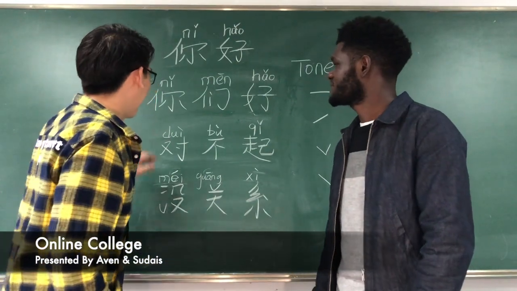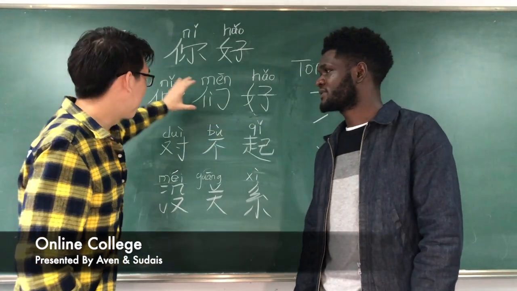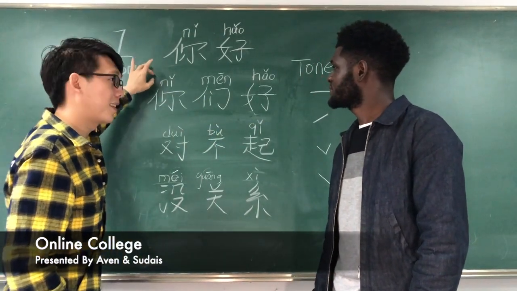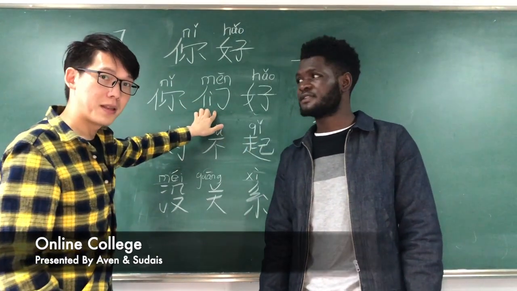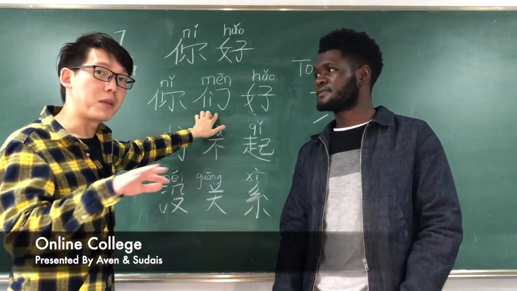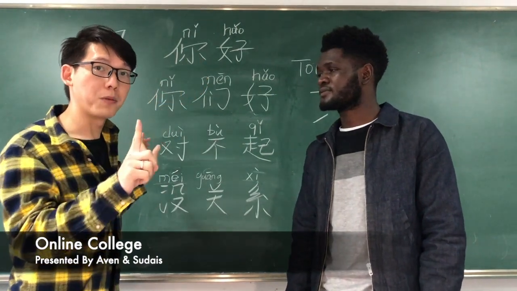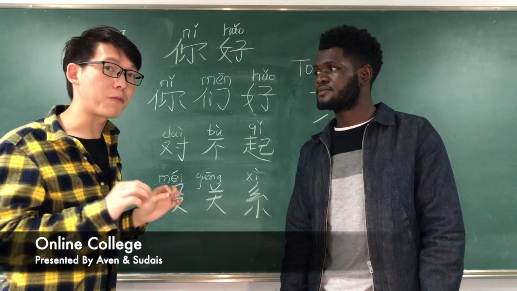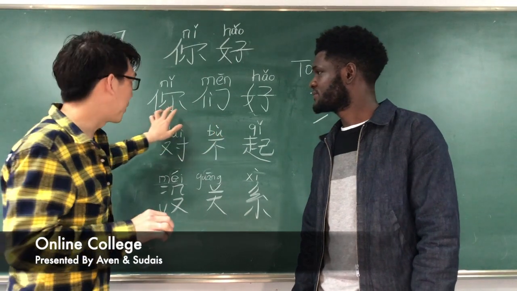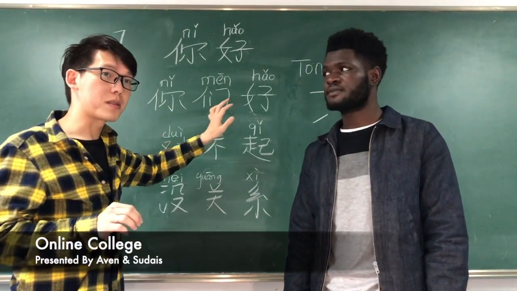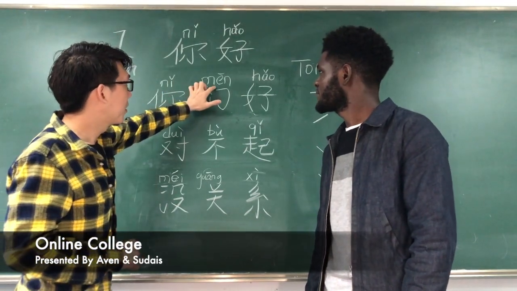So the second word is 你们好. What's the difference between these two? I think the difference is this, 们. What's the meaning of 们? 们 means many people. 你好 is for greeting only one person. If you want to greet many people or many friends, you have to add 们 between 你 and 好. So it would be 你们好, which means hi everyone.